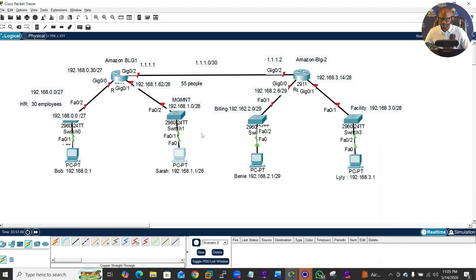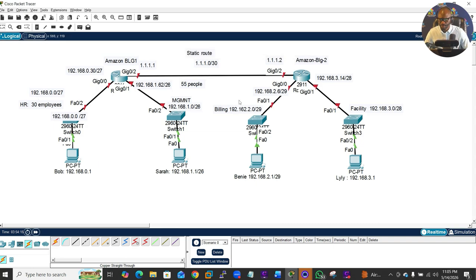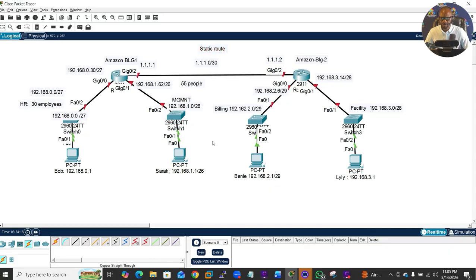So what we need to do now is configure each network on the corresponding router first, and then after that, the main goal is to make sure that Bob and Sarah, which are part of Amazon building 1, should be able to connect with Benny and Lily using static routes. So let me put a title here: static routes. A static route is the process of manually setting the route in the route table, configuring the route table manually.